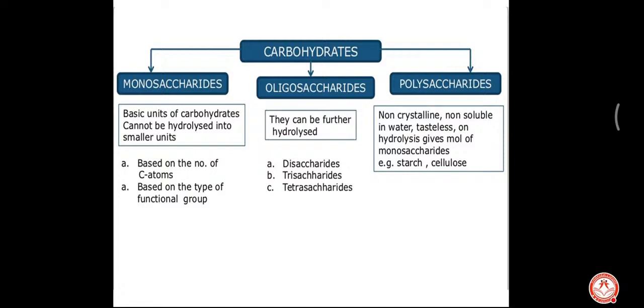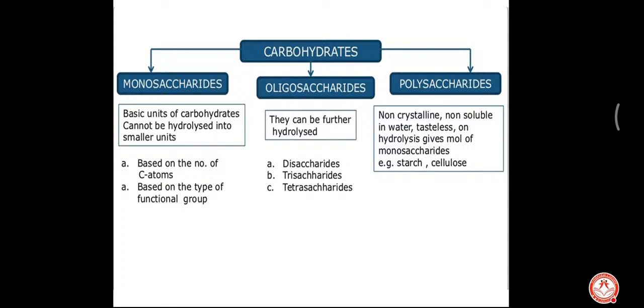Now classification of carbohydrates. Carbohydrates are classified into 3 different categories: monosaccharides, oligosaccharides, polysaccharides. These carbohydrates are generally known as saccharides. Saccharides means sugar, and these carbohydrates are sweet in taste, that's why they are called sugars. Monosaccharides are the basic unit of carbohydrates and cannot be hydrolyzed into smaller units. Based on the number of carbons and the functional group, they are further classified.